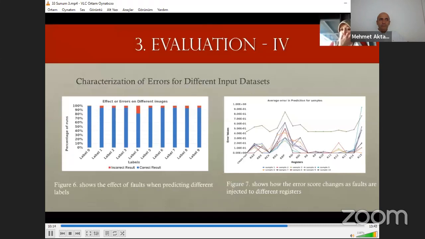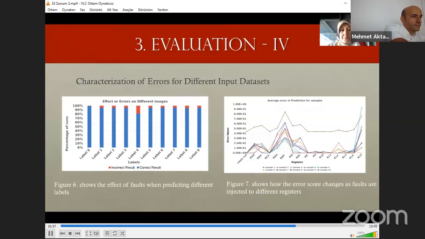In the next step, we want to simulate if there is an error in the data set. What happens? How does it affect the applications? So if there is an error in the disks, then it may affect the input data set, and we want to see how the prediction will be affected by that.